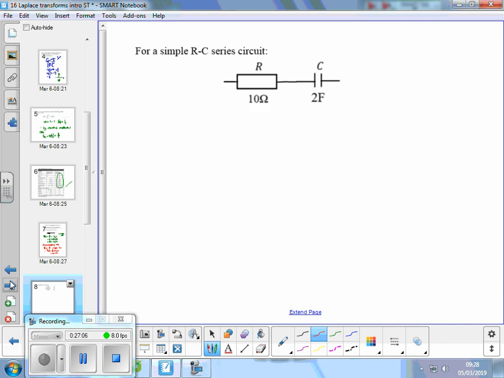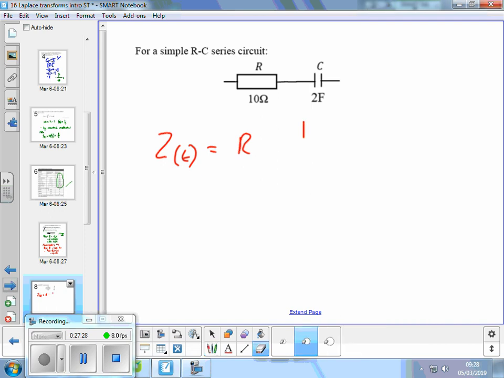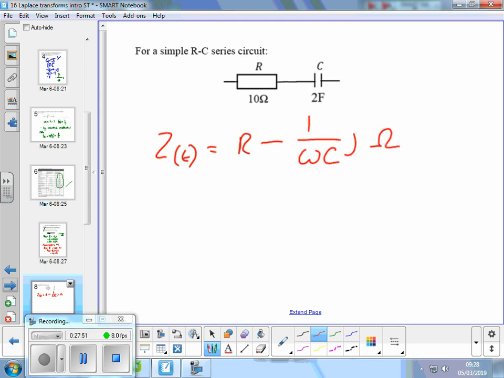So if we look at a simple RC circuit, we'd have Z in the time domain is equal to R plus, sorry, how I've got it written in my notes, I'll put the minus there. I've got a minus in front of the 1.